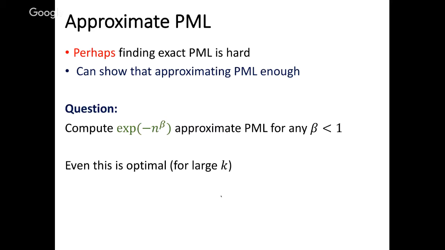Provide an algorithm that's an e to the minus n to the beta approximate of PML. So in other words, it assigns a probability that's at most e to the minus n to the 0.6 less than the true PML value. And what we can show is, even if we can do this, that algorithm will also be optimal for the properties we have considered. So maybe doing this is enough. So that's one optimization problem that's open: how to estimate or how to approximate the PML probabilities.